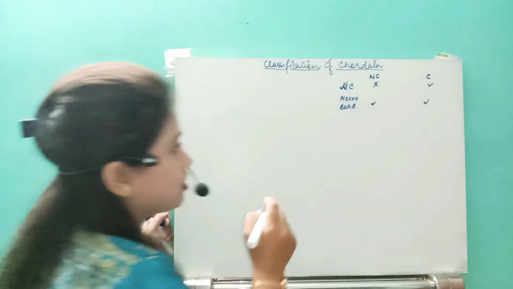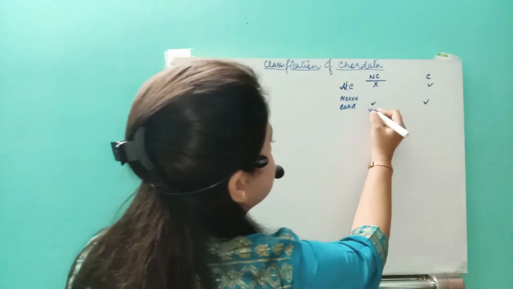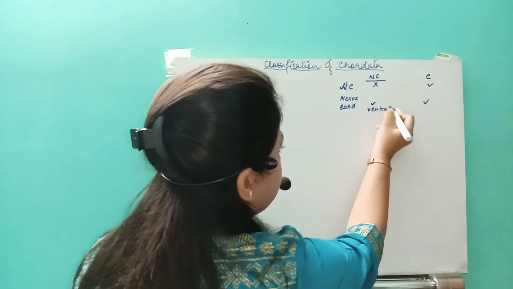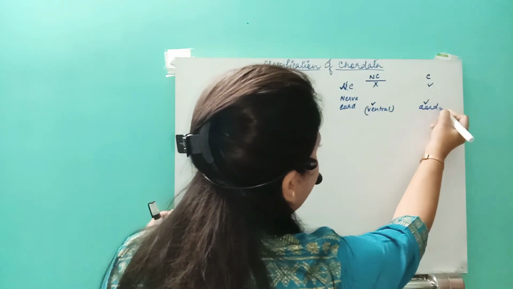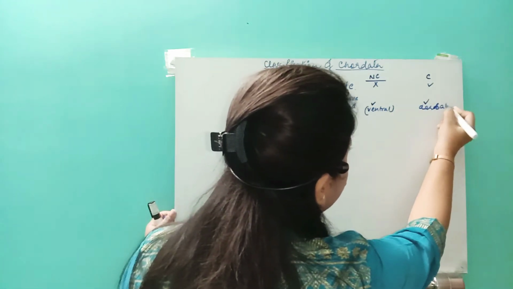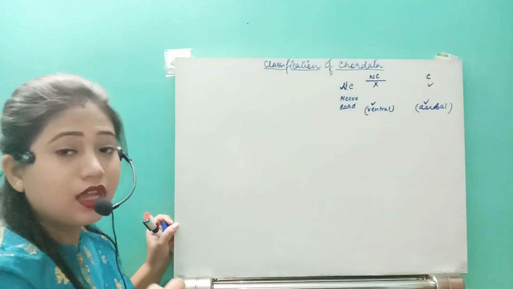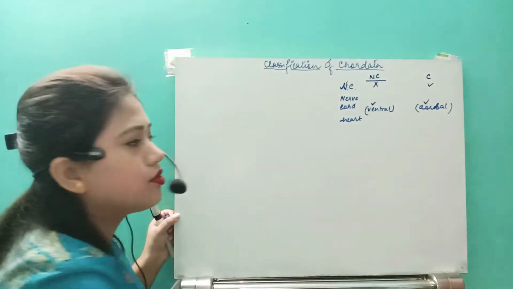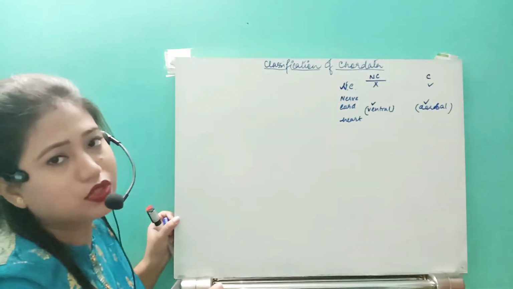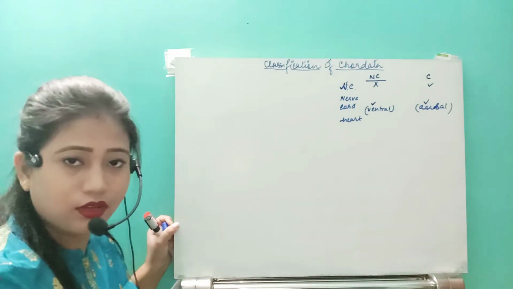What is the difference? The nerve cord in the non-chordates is ventral. But in case of the chordates, the nerve cord is present on the dorsal side. This is very much important. Next one, the organ heart. The heart is very important because its position is different in the non-chordates and chordates.